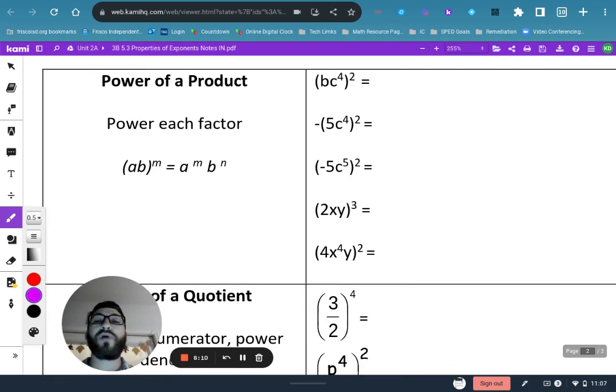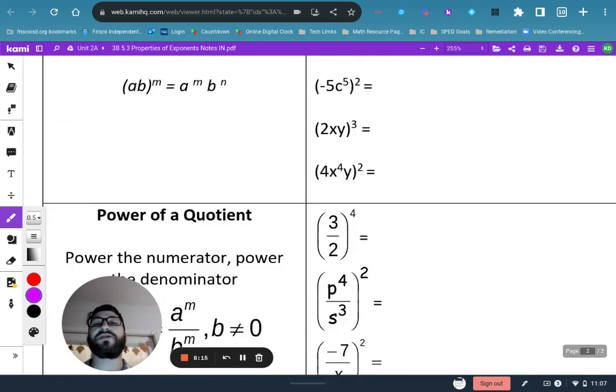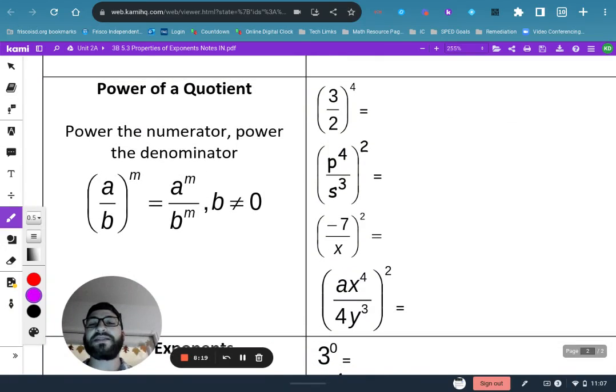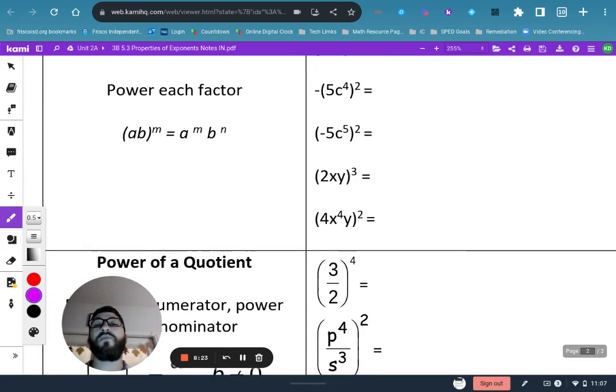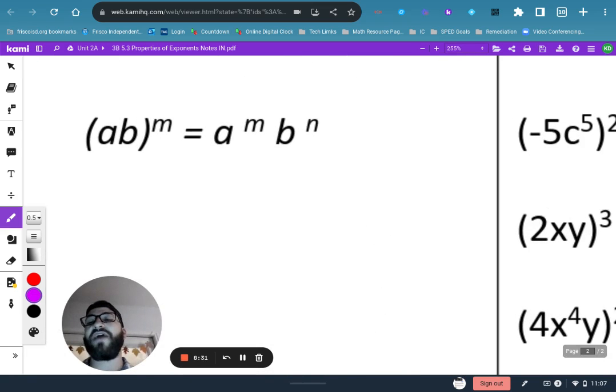So power of a product and power of a quotient are both very similar. One has to do with multiplying going on the inside, and one has to do with dividing on the inside. But they both imply that if you have multiple bases with exponents on the inside of the parentheses, then everything on the inside ends up getting that exponent. So if I have a times b to the m, and just to make this a little easier to understand, I'm going to add that exponent of 1 on both of these.